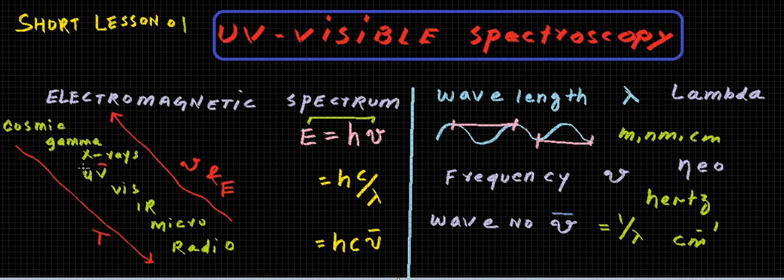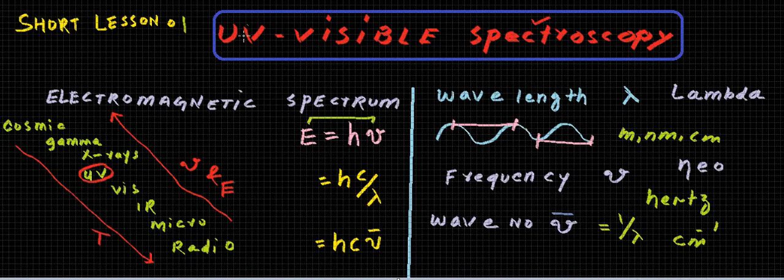So ultraviolet, for example, will have more energy as compared to visible radiations, and in turn visible radiation will have more energy as compared to infrared radiations. So depending upon these electromagnetic radiation properties and their energy, they can interact with matter, and the interaction of these electromagnetic radiations with matter is what is referred to as spectroscopy.